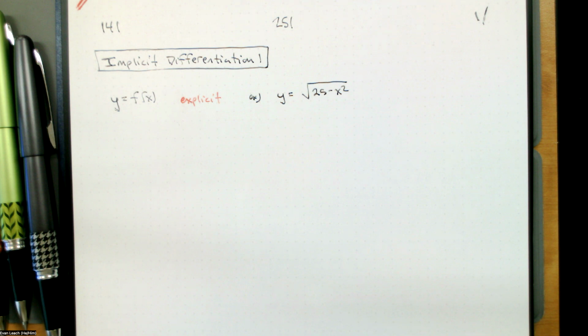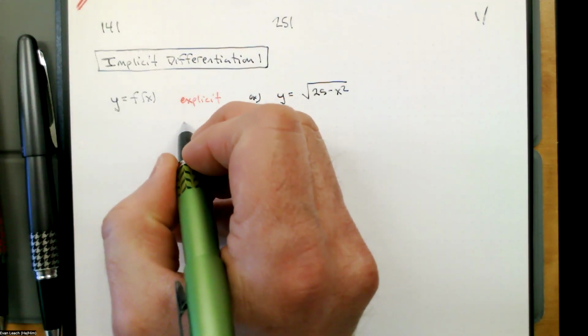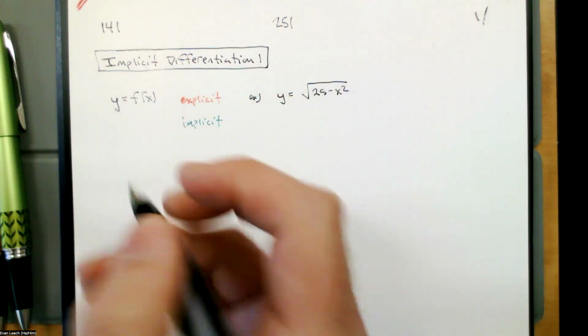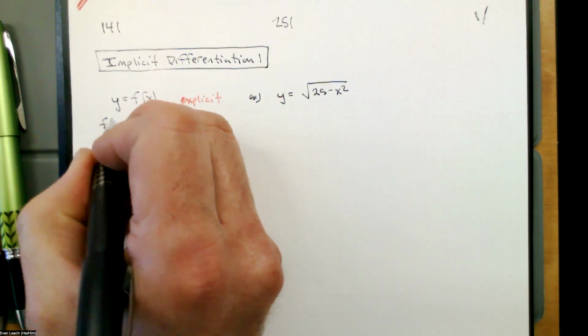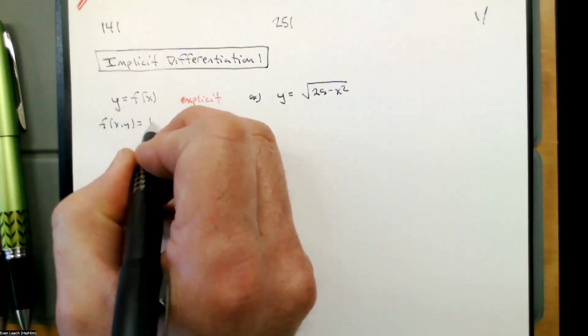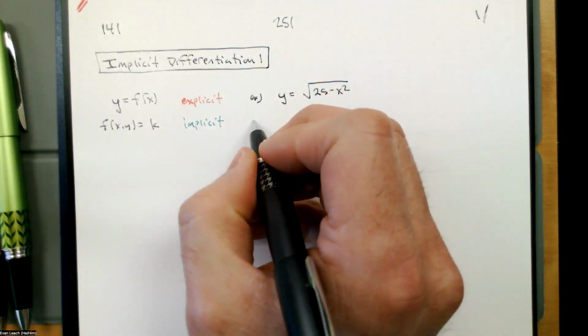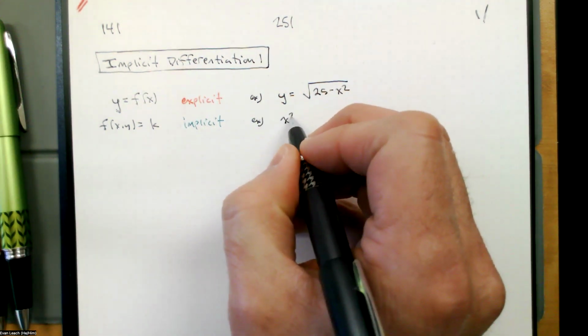We could also have an implicit relationship between x and y. So rather than writing a function, we could have some function of x and y equal to some constant. So we have some expression where the x and y are all mixed together. Now we have an implicit relationship between x and y. Our favorite example of this is a circle.